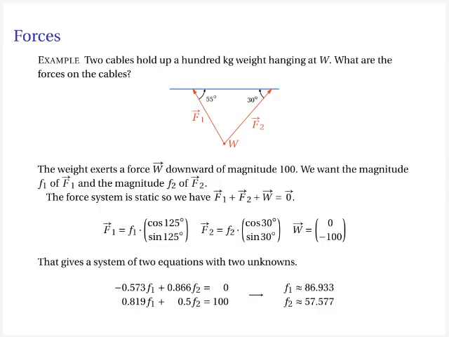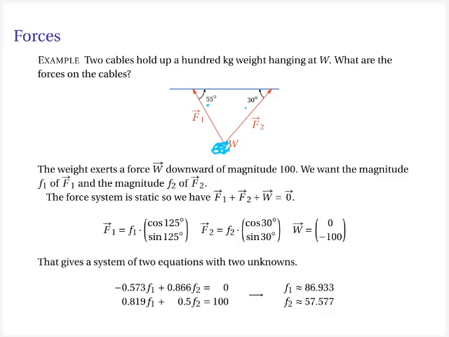So I have 2 cables holding up a 100-kilogram weight. So here's a 100-kilogram weight. Here, a little piece of lead there, a little cube of lead. 100-kilogram weight hanging down at W. And what are the forces on the cables? You see they're at different angles? What are the forces on the 2 cables?